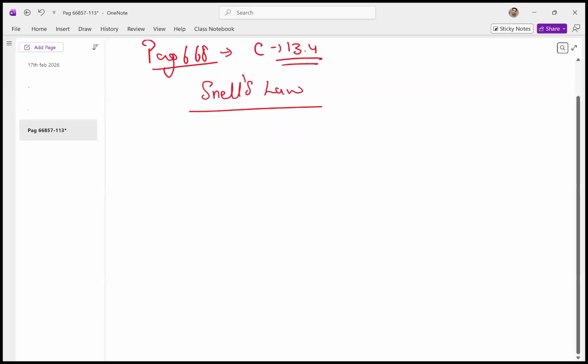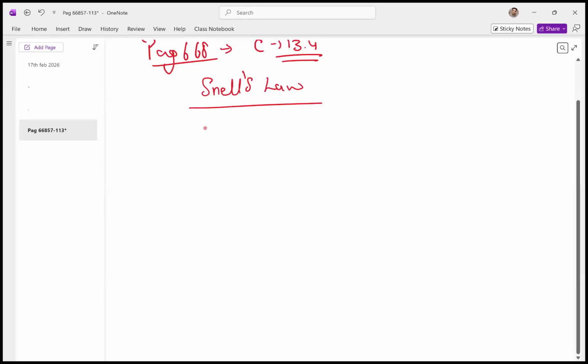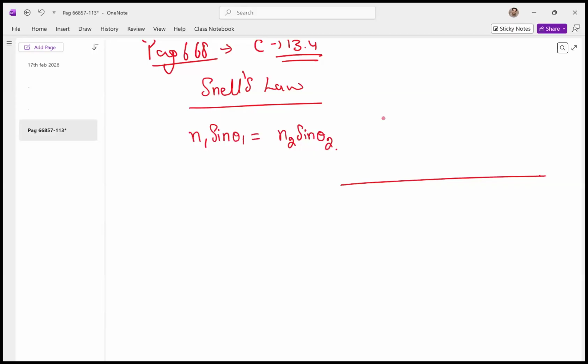So I'm going to first of all write the formula for Snell's law. It is n1 sine of theta 1 equal to n2 sine of theta 2. And with that, I will also describe what Snell's law says. This is the law of refraction first of all, before getting into Snell's law. The law of refraction says that if the light is incident at an angle theta with the normal and it enters from the rarer medium, let's say this is air, to a denser medium, which is water, then it will bend towards the normal line.